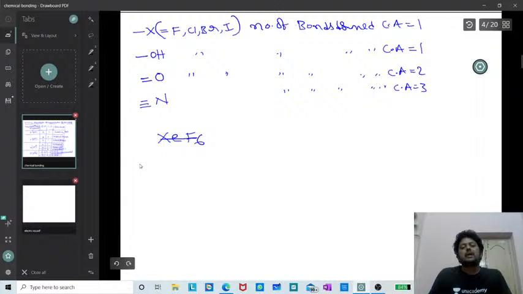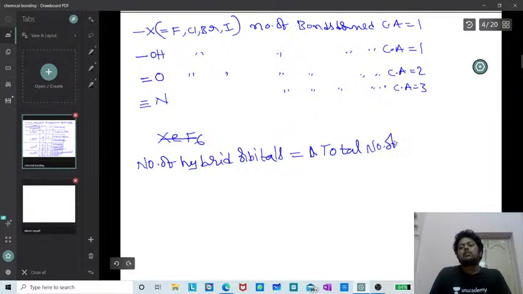After that, one more important point: the number of hybrid orbitals. The number of hybrid orbitals is equal to the total number of electron pairs around the central atom, and that is called the steric number. That one only we are calling the steric number.